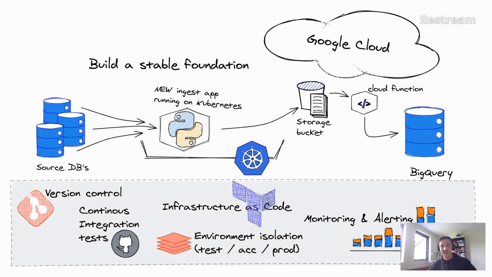So we had version control for all components. We made sure that we had continuous integration tests, so CI running for all the components that we developed. Infrastructure as code. So we were using Terraform now to deploy and manage all the components of our infrastructure, both the deployment of the Ingest app, our namespaces on Kubernetes, other resources, storage buckets, cloud functions, BigQuery tables, IAM permissions, you name it, we orchestrated it all with infrastructure as code. Environment isolation was also something that was missing, which we implemented, and also monitoring and alerting over the full stack.